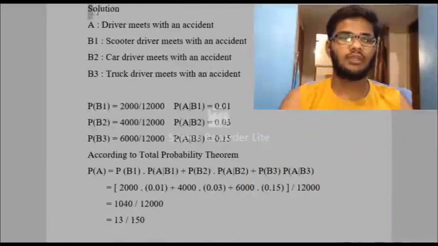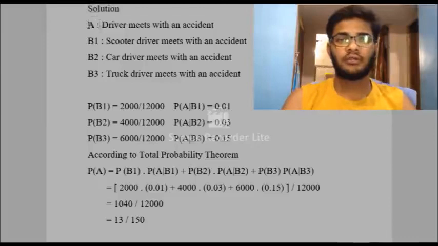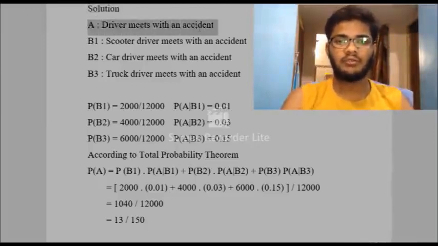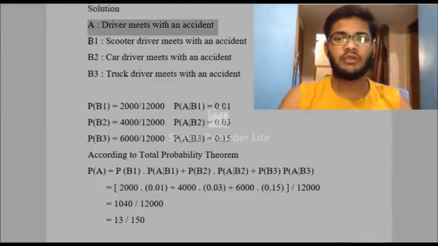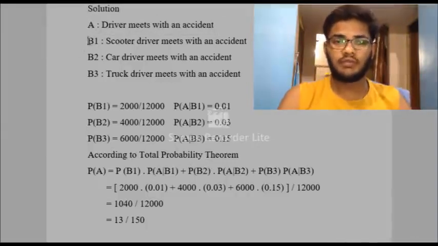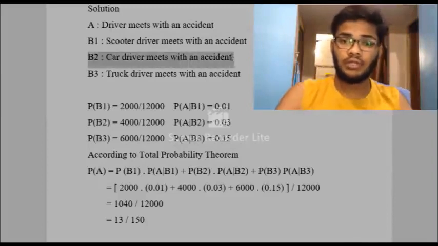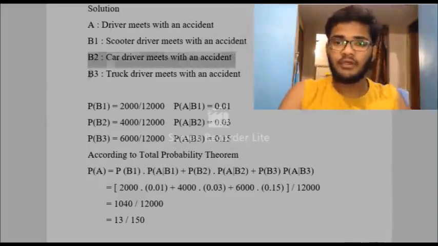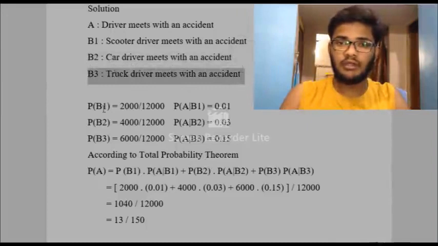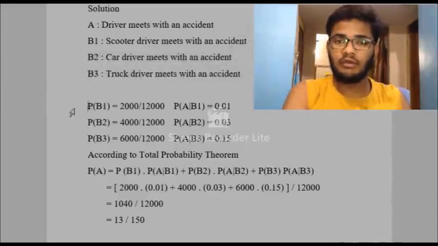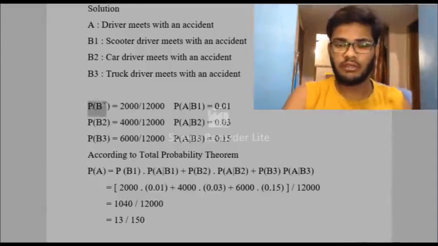So the solution is like this. What is given here? What is A, which is P of A? P of A is that the driver meets with an accident. And the other events B1, B2, B3 are that a scooter driver meets with an accident, a car driver meets with an accident and a truck driver meets with an accident. These are B1, B2, B3 respectively.